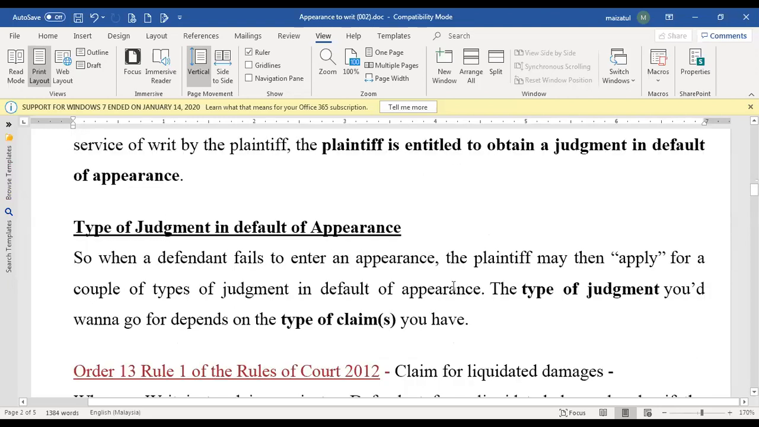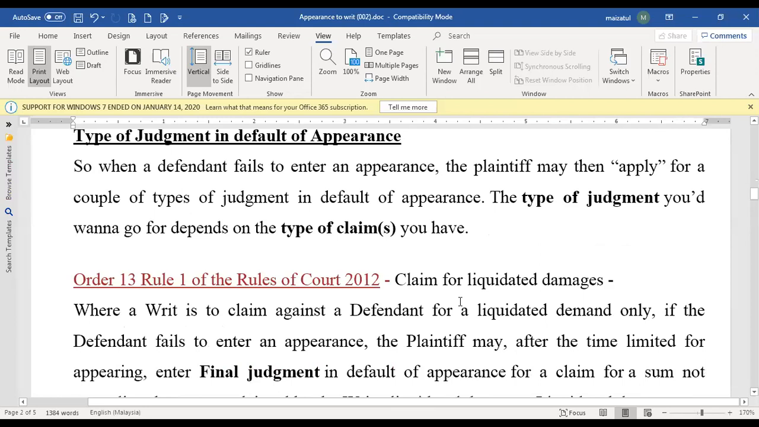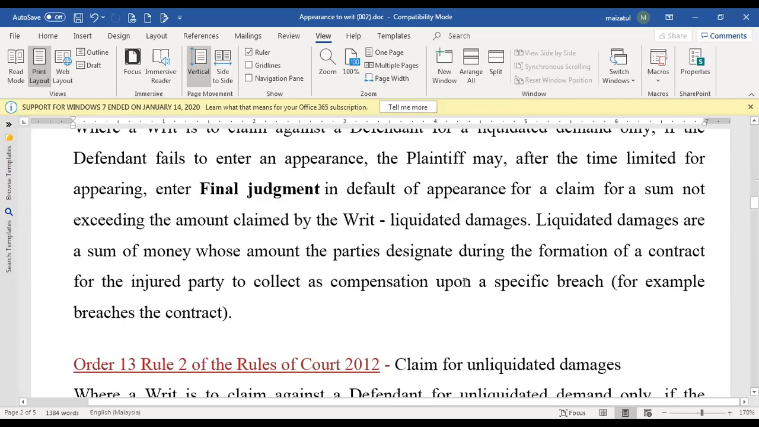Okay, then we come to the types of judgment in default. Basically, there are two types in general. One is called final judgment, which is also liquidated damages. What is meant by liquidated damages? Liquidated damages are the sum of money that you claim in your writ which can already be fixed and ascertained. For example, a breach of contract. The plaintiff already knows how much they want to claim from the defendant. So these kinds of damages, we call liquidated damages.